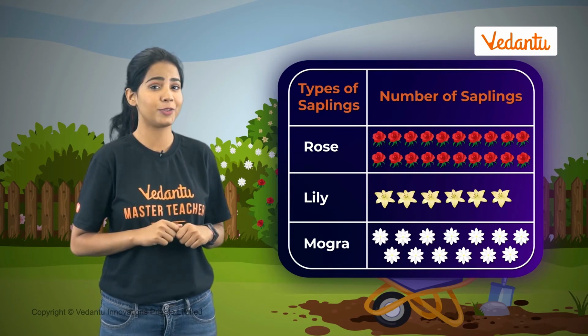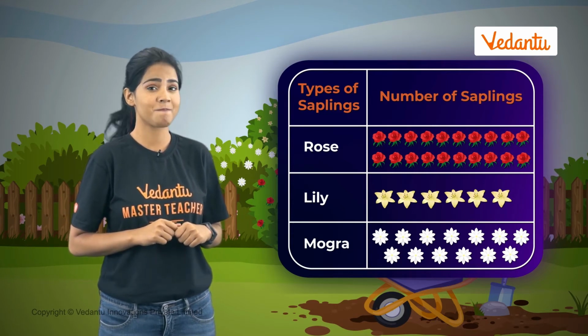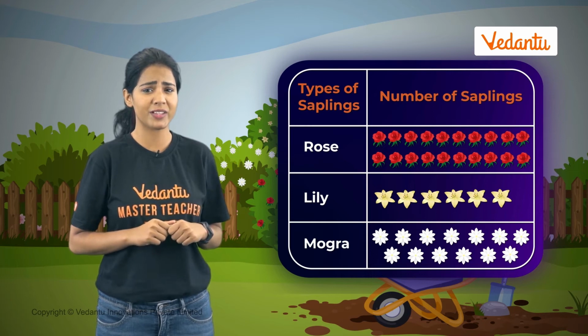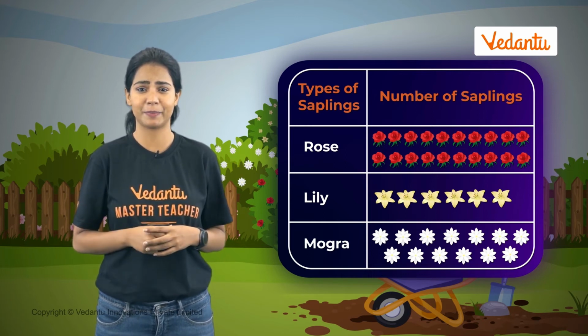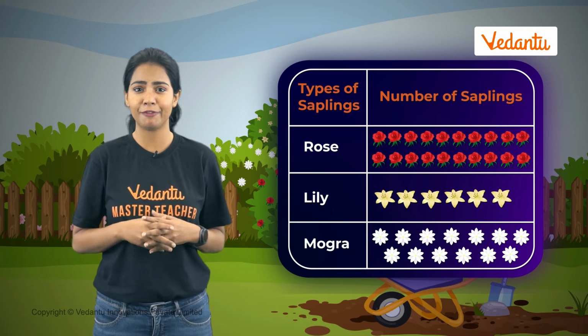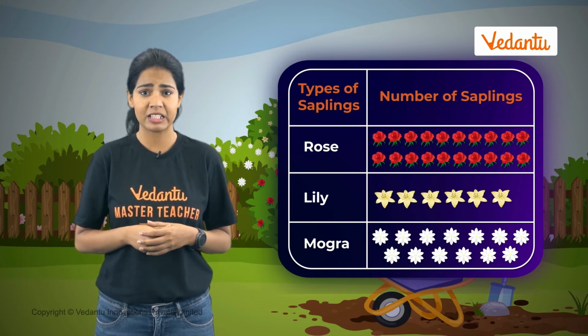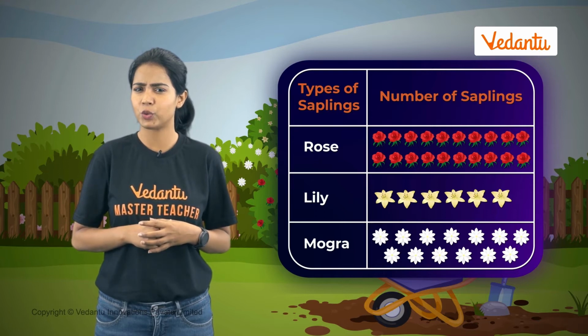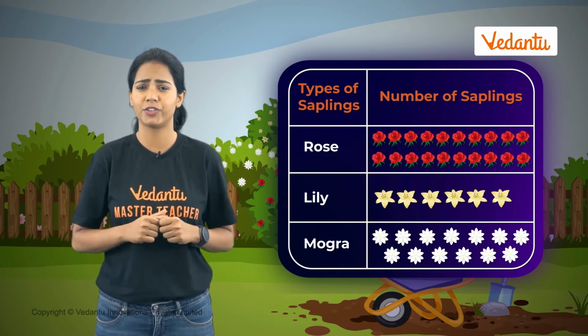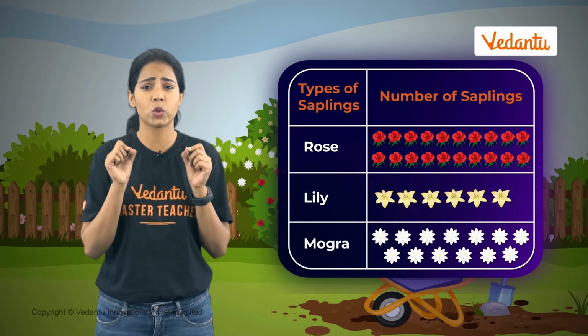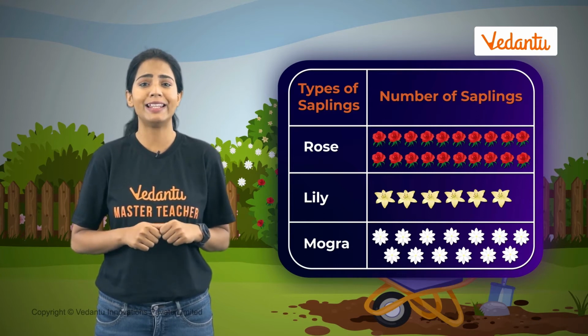How many saplings do we have now? It's getting difficult to count now since there are numerous saplings. This works perfectly for smaller numbers like 6 lily saplings. But is there a way by which we can reduce the number of images to represent, with the total number of flowers remaining the same?